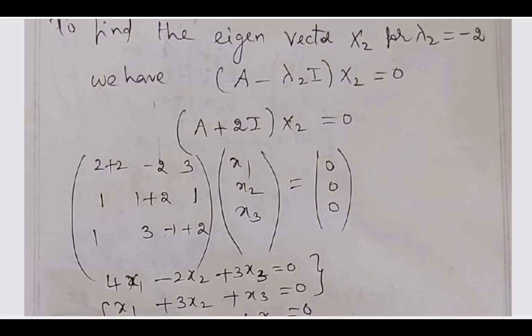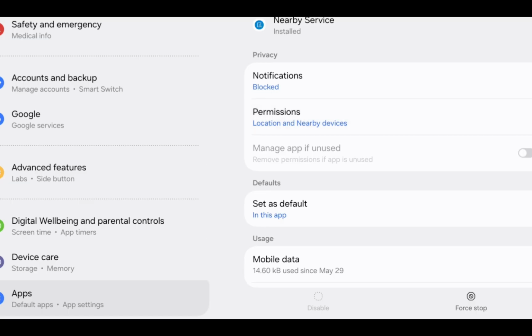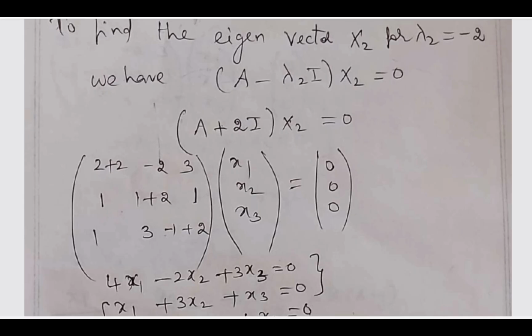So automatically, in the characteristic equation for finding the eigenvector, it will become (A plus 2I) into x2 is equal to 0, because A minus of minus 2 becomes plus 2I. Now you substitute the matrix: 2 plus 2, minus 2, 3; 1, 1 plus 2, 1; 1, 3, minus 1 plus 2, into x1, x2, x3 is equal to 0, 0, 0.